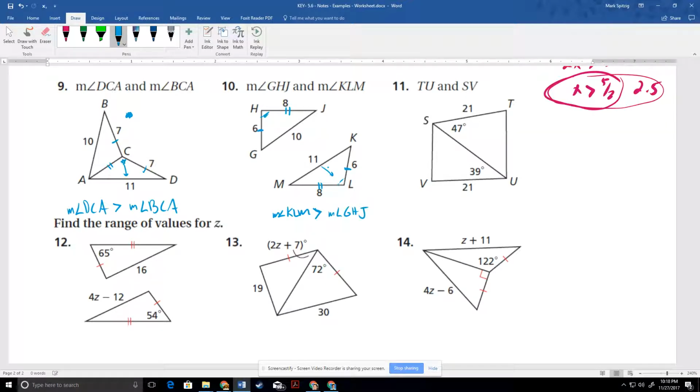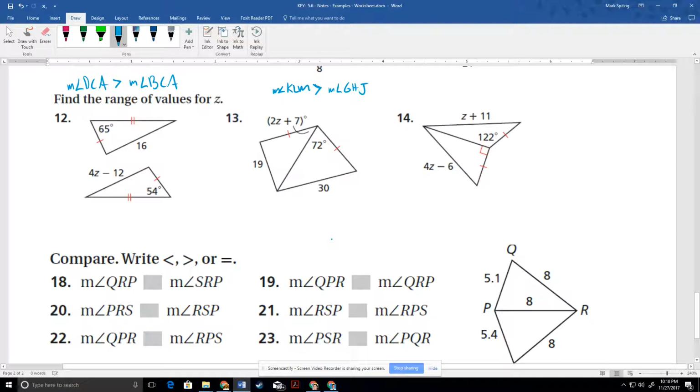Okay, and then now we have some angle measures here. We have, let's see, this is 21 right here, which matches this one. So in other words, our hinge angles are going to be here, this 47 and this 39. The 47 is bigger, therefore TU is going to be bigger than SV. Okay.